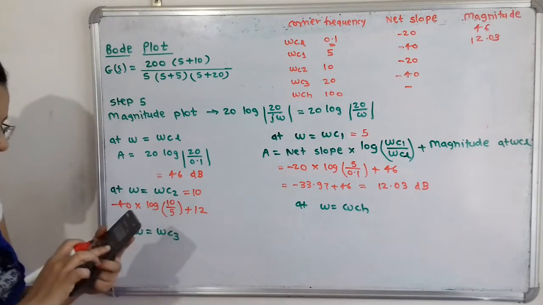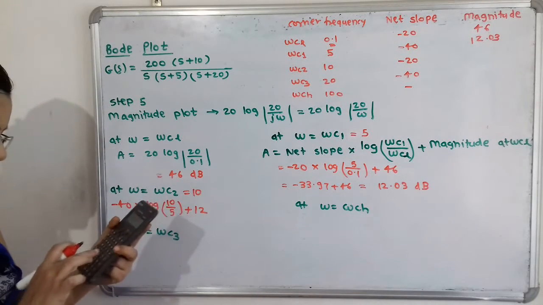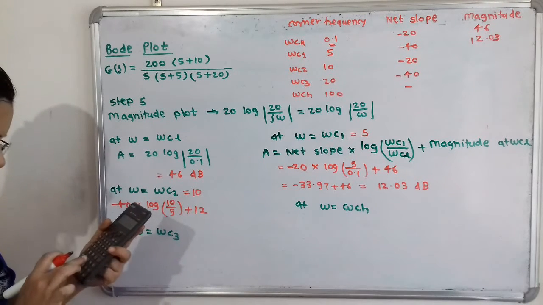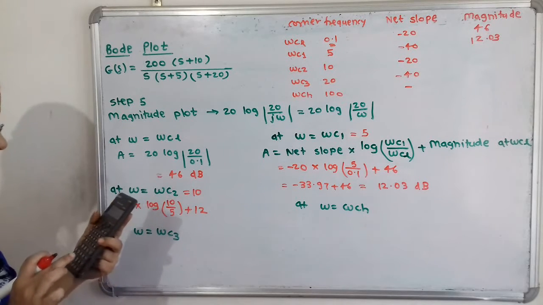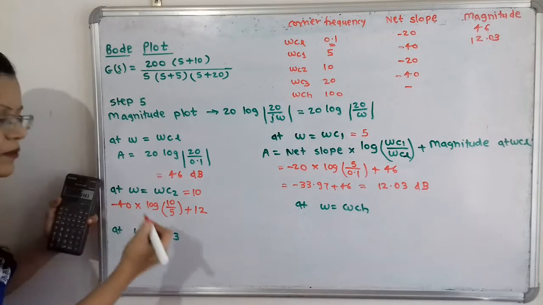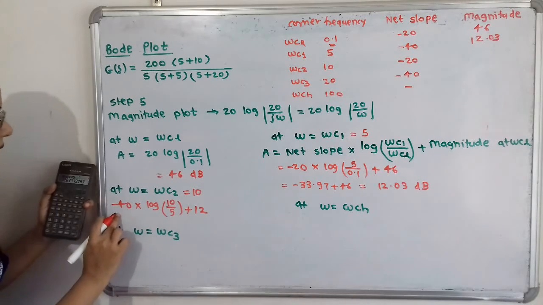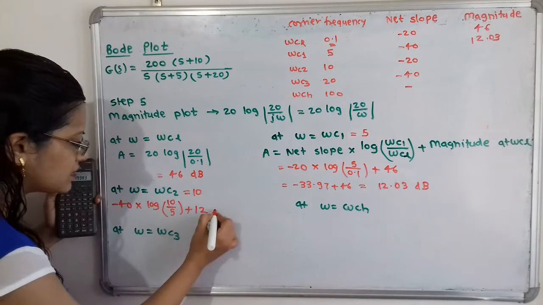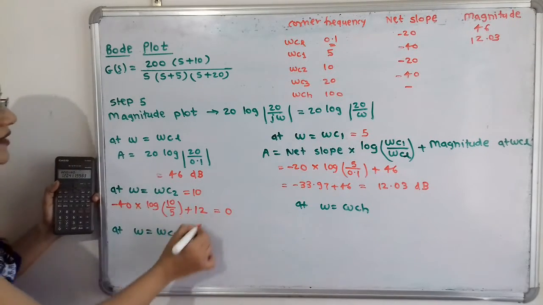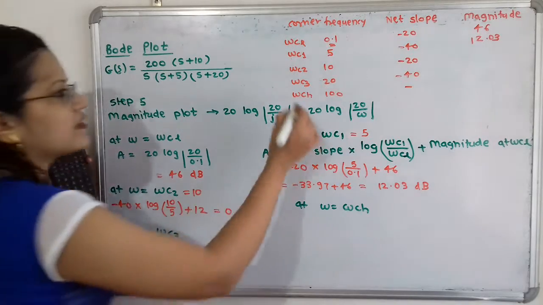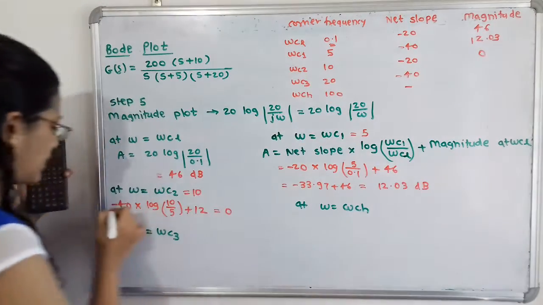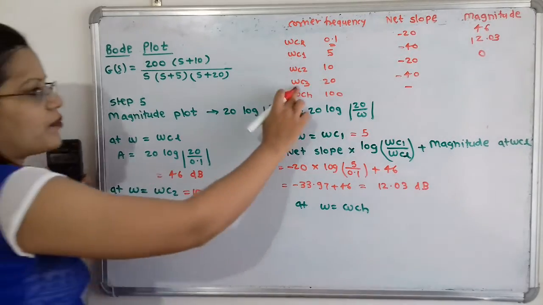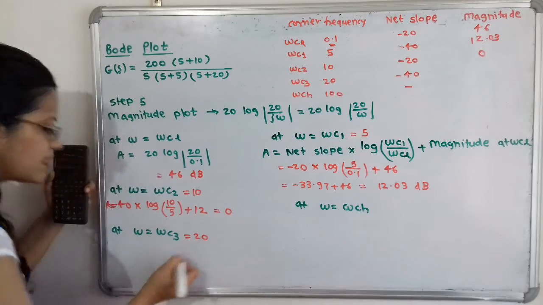So log of 10 by 5, that is I will simply say log of 2, that is 0.30 multiplied by 40, that is 12.04. So minus 12.04. So here I will select minus 12 because 04 is a small term. So minus 12 plus 12, that is equal to 0. So here the magnitude is 0. So I will write here it is 0. So I will write A is equal to. Now next is omega is equal to omega C3. So omega C3 is 20. So I will write which is equal to 20.